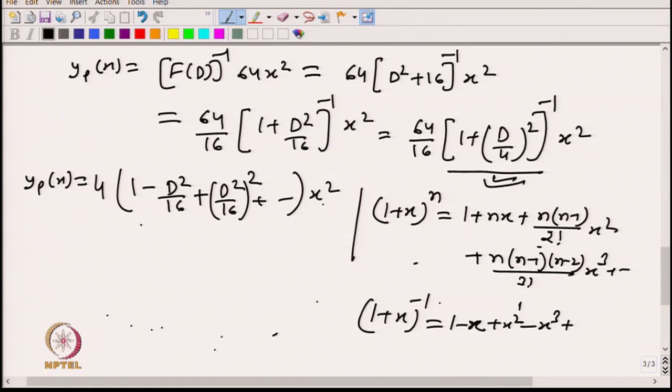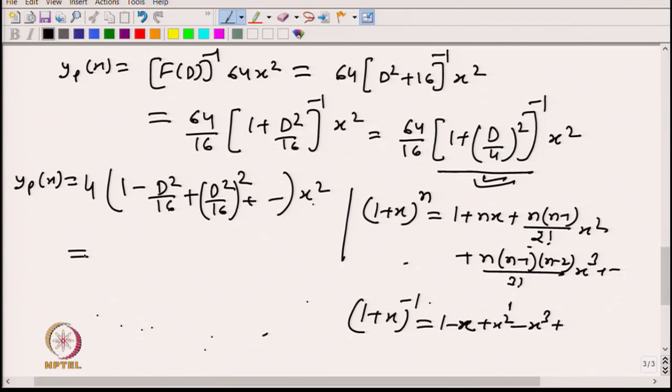So, in this case this infinite series will truncate till d square. After that there is no need to take the terms belonging to d square more than the power of d square. So, it becomes plus. So, I can operate this on the x square. So, it becomes x square minus 1 by 16 d square x square, and that is it. Because it becomes the power of 4, operating on x square it becomes 0.